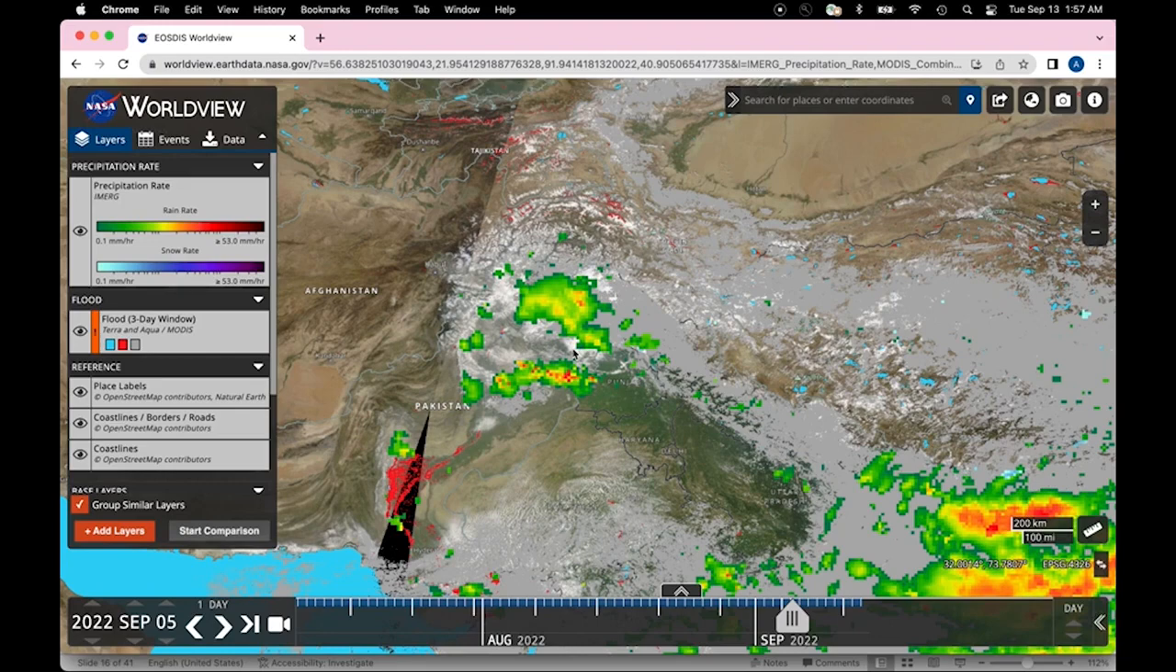You can also look at soil moisture along with this. You can look at land cover also. So this is one advantage of looking at MODIS-based flooding in Worldview rather than our old website.